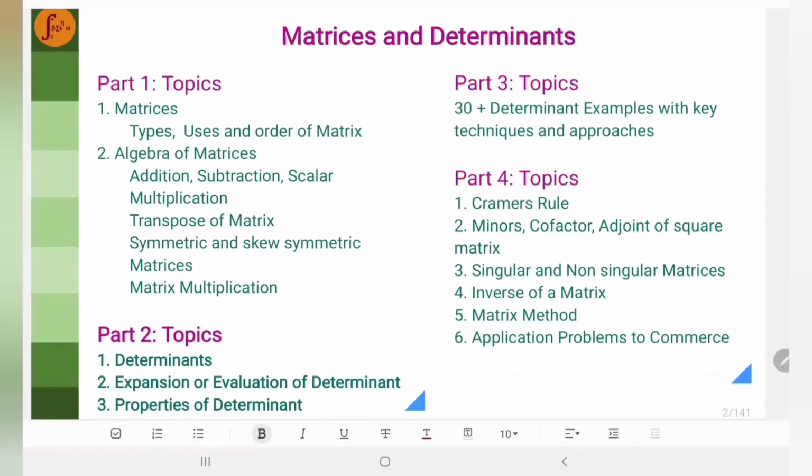Hi everyone. In the earlier video, we covered topics related to matrices, introduction of matrices, algebra of matrices, matrix multiplication, and so on. In this video, we'll cover determinants. That is, what is a determinant, how do you expand and evaluate a determinant, and what are the properties of determinants. So we'll go through all the properties of determinants with a few examples.